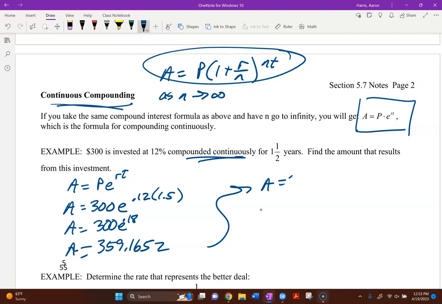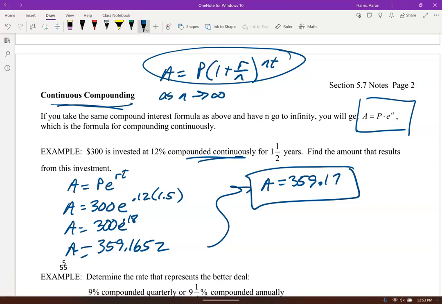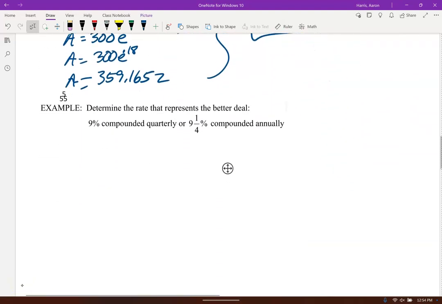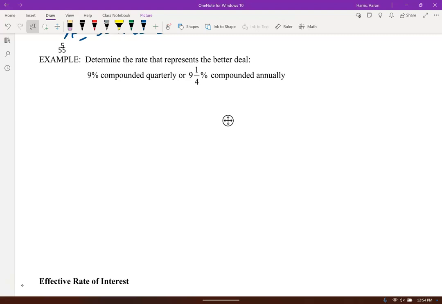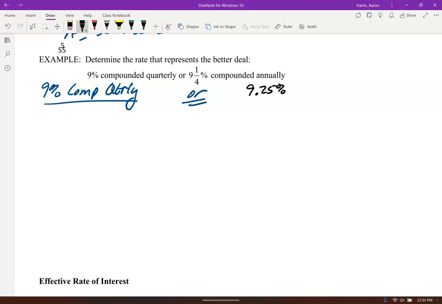So after, with continuous compounding, we have $359.17, right? The continuous compounding scenario. All right, well, let's do a scenario where we determine the rate that represents the better deal. Is a bank that offers 9% compounded quarterly a better deal, or a little bit higher interest rate, 9.25%, but I only compound annually? Which one's a better deal?